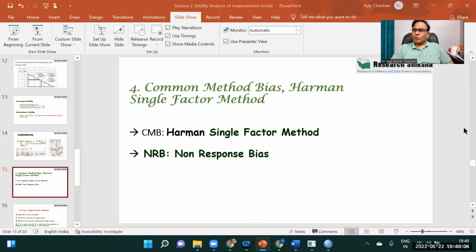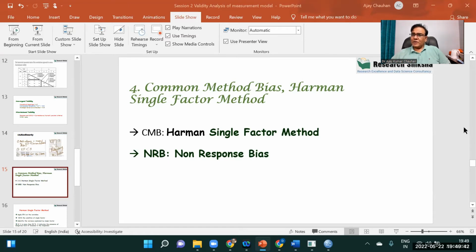So that is also a kind of biasness which a reviewer can ask you to discuss. I have seen in many papers, I will also show you, that the authors mention the non-response bias. They say that we divide the respondents into two categories: early respondents and late respondents. The early respondents are those people who gave us response without any effort.